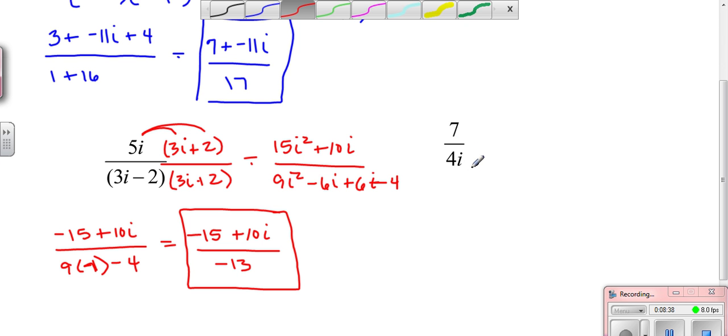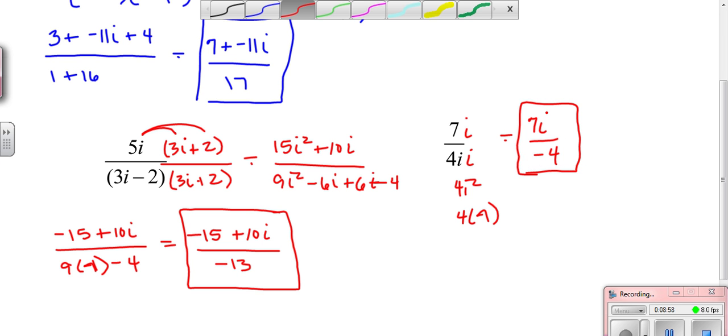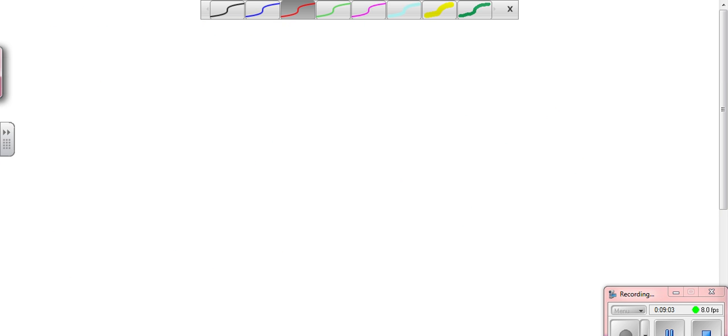This example here, it's tempting to want to multiply by 4i, but you really don't. You just have to multiply top and bottom by i. So my top becomes 7i, my bottom becomes 4i squared, which is 4 times minus 1. So it's over negative 4. If you do go ahead and multiply by 4i, then you just have some simplifying to do at the end. That ends the review. Good luck on your test on Monday.